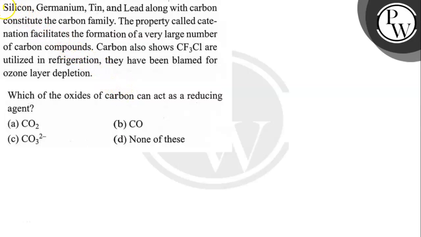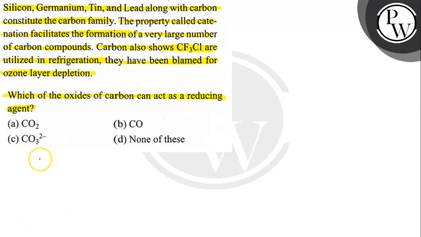Let's read this question. The question says that silicon, germanium, tin and lead, along with carbon, constitute the carbon family, and the property called catenation facilitates the formation of... There are four options, and among these we have to choose one of the oxides of carbon which can act as a reducing agent. So let's solve this question.